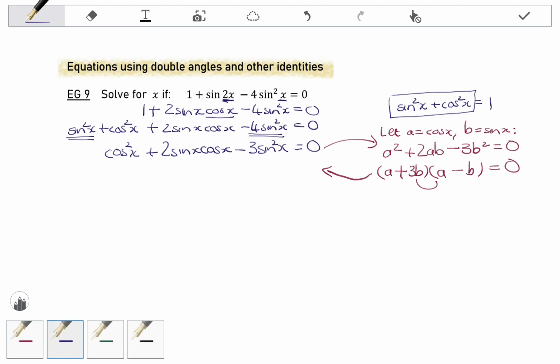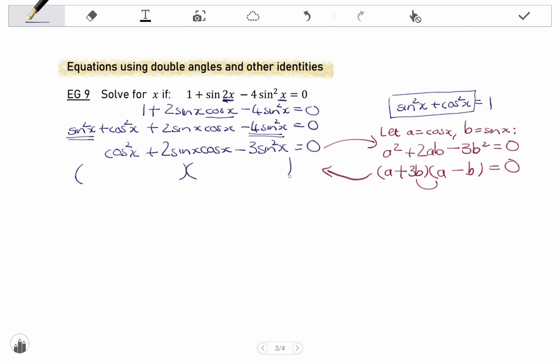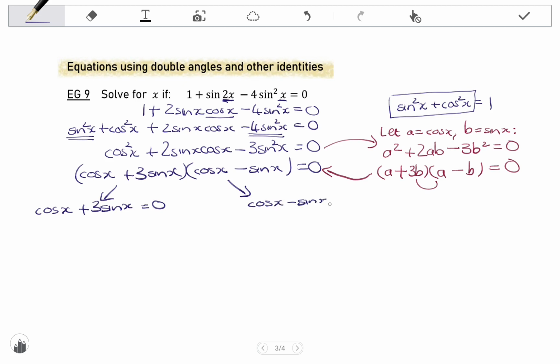So we substitute back. I've got two brackets. a was cos x plus 3b, and b was sin x. Then I have a, which is cos x, minus b, which was sin x. So fully factorized, and what I'm going to do is write each factor equal to 0 and solve. So I have cos x + 3 sin x = 0, and here I have cos x − sin x = 0. Looking at the first equation here, I have cos x and sin x in this equation.